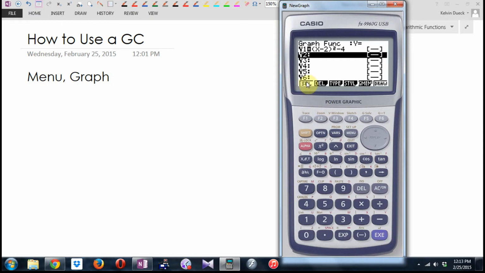Remember, I've already explained to you what select does. That toggles the graph on and off. Delete deletes the graph. Don't want to do that. Type lets you pick from different types of graph, which we won't get into this year. Don't remember what style or gmem does. But what I want to do is draw this, which is F6.